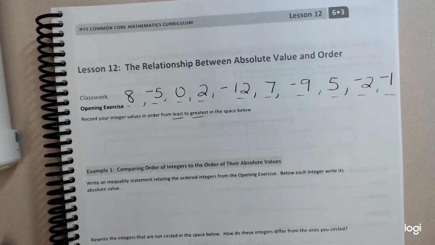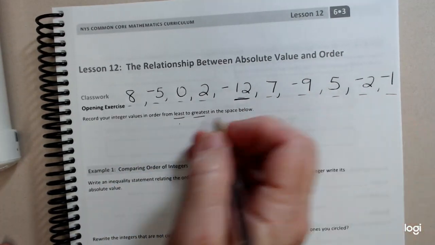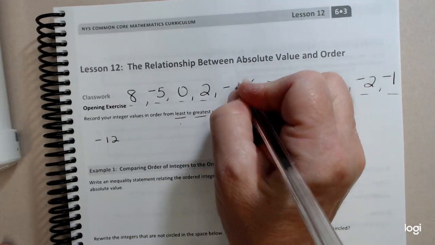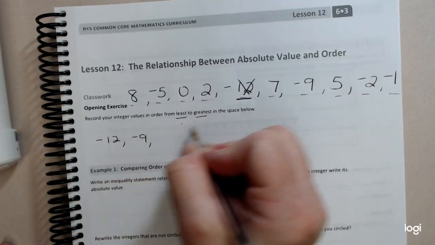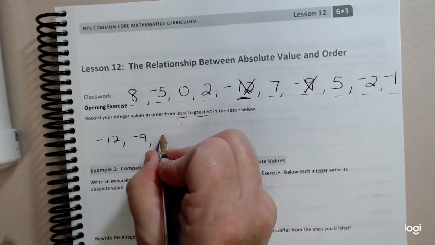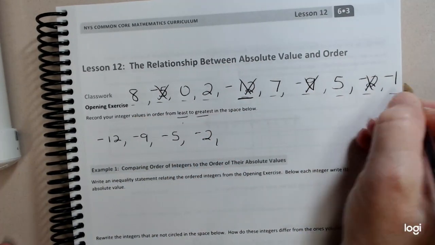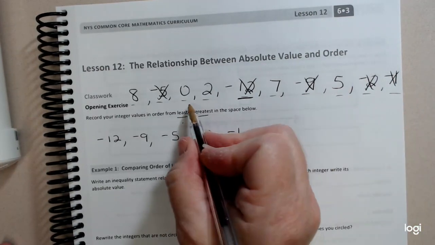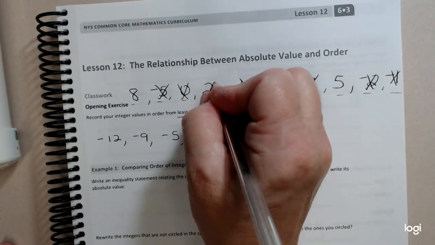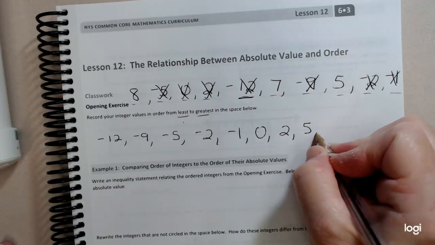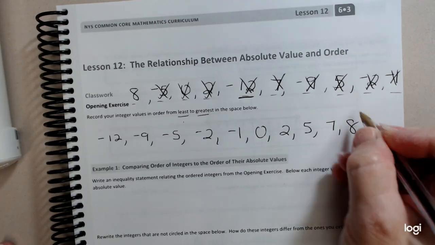All right, so those of you that didn't pause and need help with this, let's go ahead. Negative numbers are the smallest numbers I have. It looks like the negative number that's going to be the least is negative 12. So I'm going to put negative 12 way over here. Cross it out. I had negative 5, negative 9. Looks like negative 9 is next. After that, I have negative 5, negative 2, negative 1. Then I go to 0. After 0 is 2, and then 5, 7, and 8.